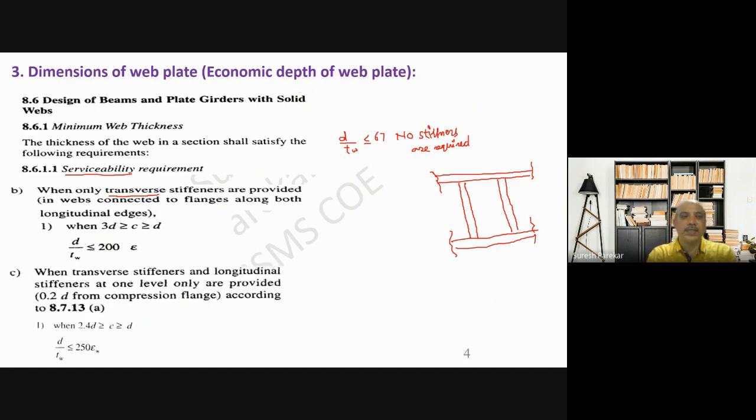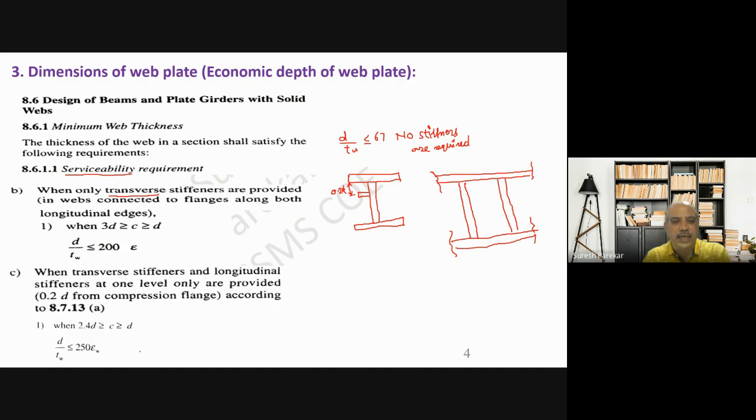Then second, we have the case when transverse stiffeners and one longitudinal stiffener are provided at 0.2d from the compression flange. If I draw this I section or welded plate girder, it is not an I section; we have this as a plate girder. It looks like an I, but we would call that a rolled section, and this is not a rolled section. In this we can have the first stiffener at 0.2d, so I can draw it here. This is 0.2d from the compression flange.